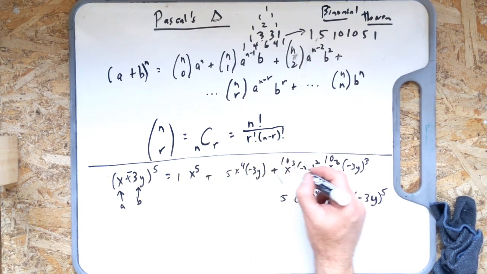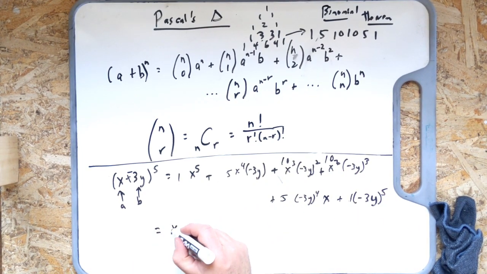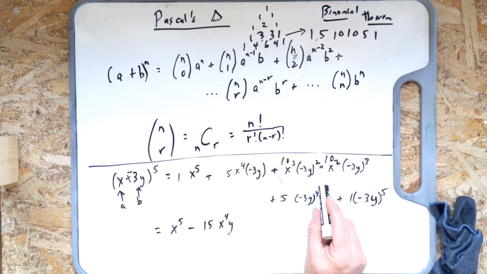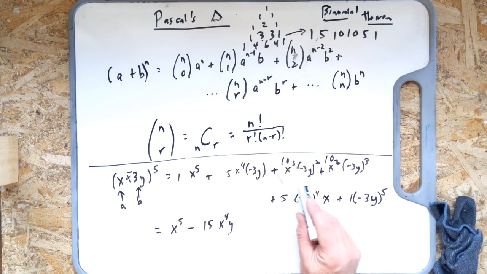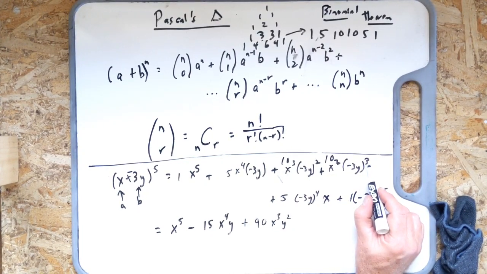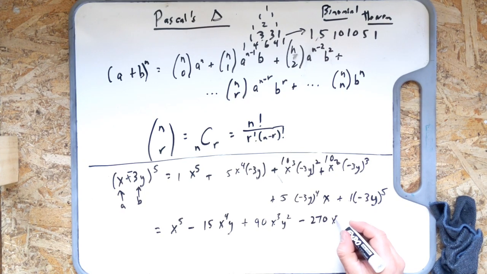And put the addition signs in, and then I'm going to do this ugly multiplication. Okay, first one's not 5, it's just x to the 5th. Next one is negative 3 times 5, or negative 15x to the 4th y. The next one is negative 3 squared, which is 9 y squared times 10, which is 90 x cubed y squared. Then the next one is negative 3 cubed, which is negative 27 times 10, or negative 270 x squared y cubed.